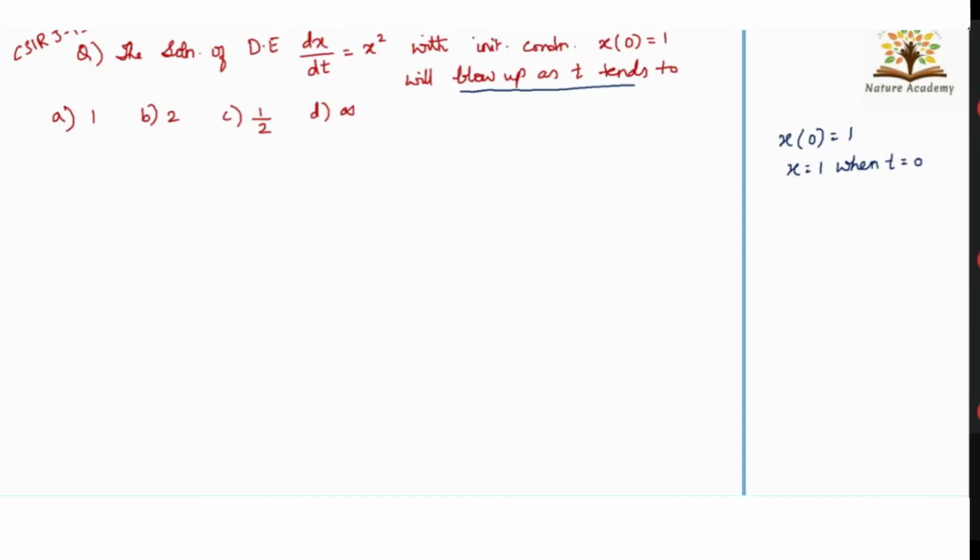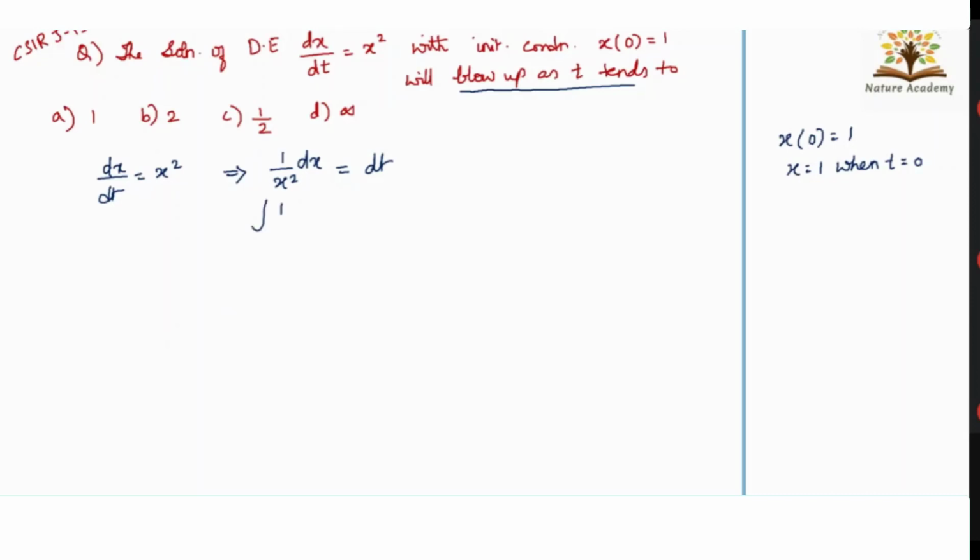What is the differential equation they have given? First, let us find the solution. Then the solution only will show us the answer. So they have given dx by dt, which is equal to x square. I can easily do variable separable for this, isn't it? So it will be dx, and here I can write 1 by x square. This will be equal to dt. So we have separated easily.